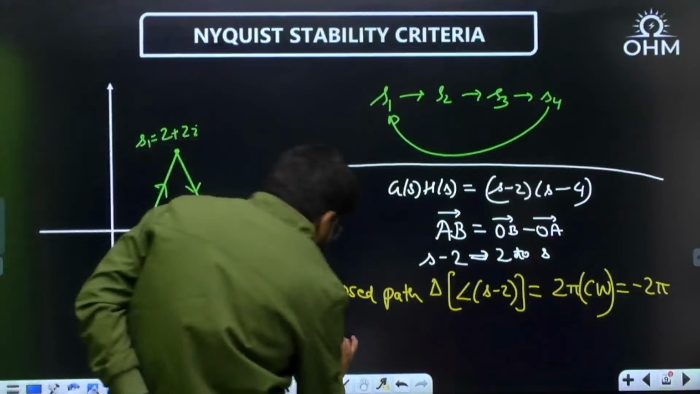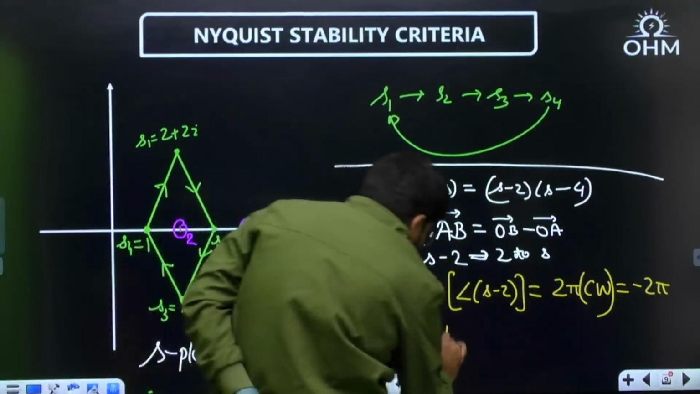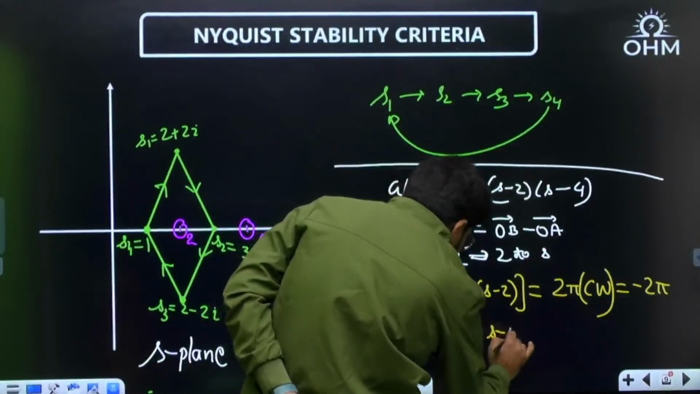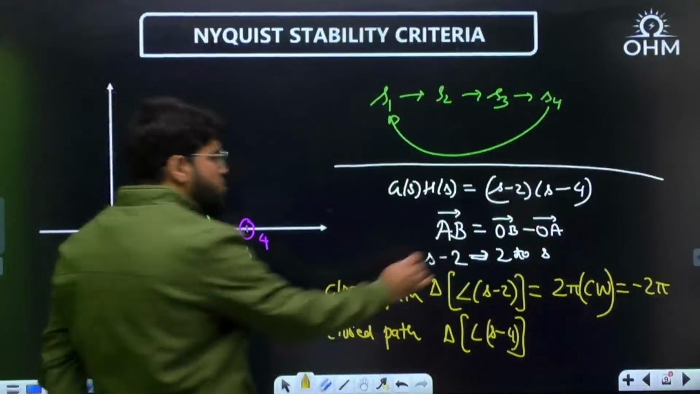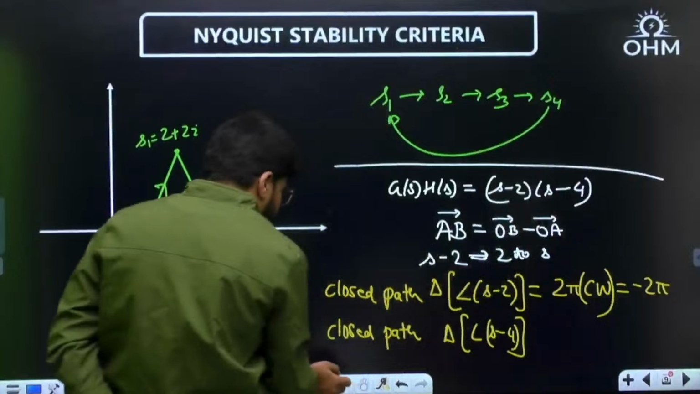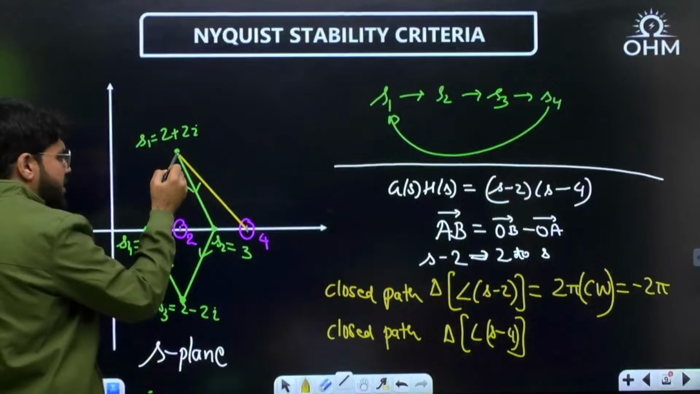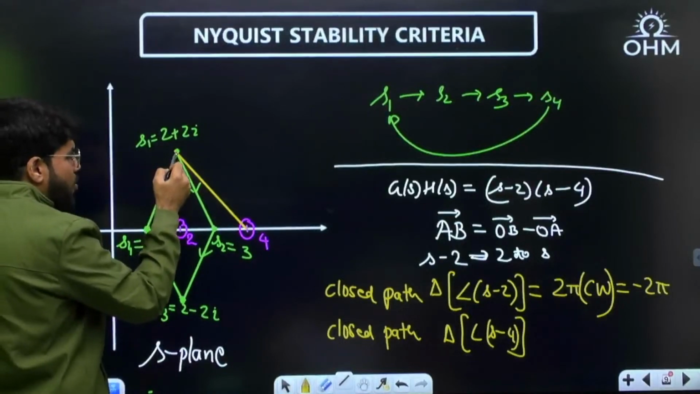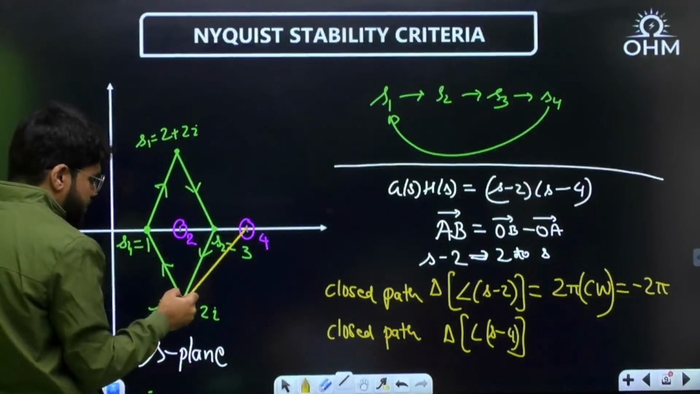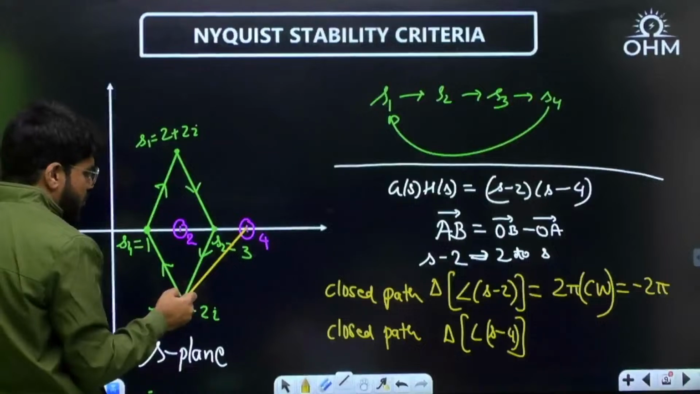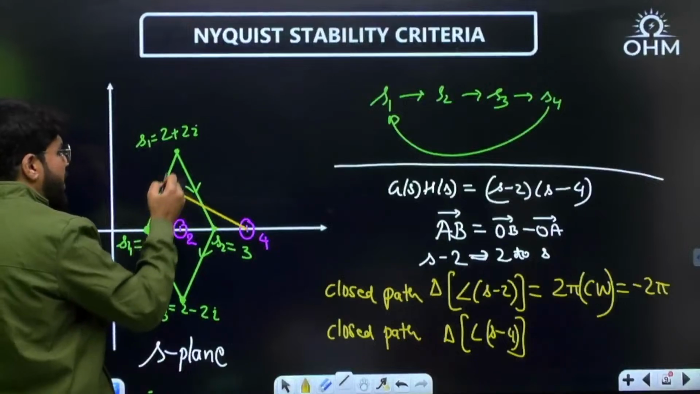Now similarly, for the same closed path, how much will be the change in the angle of S minus 4? Like S minus 2 is 2 to S, S minus 4 will be a vector from 4 to S. Now please everybody see with concentration. This is the vector. From S1 I go to S2, from S2 I go to S3, then from S3 I go to S4, and from S4 I come back to S1.